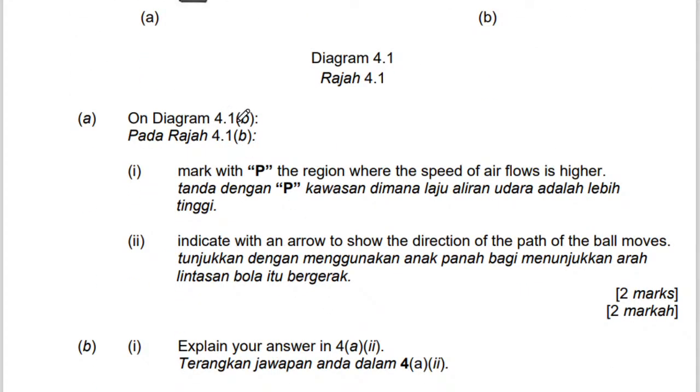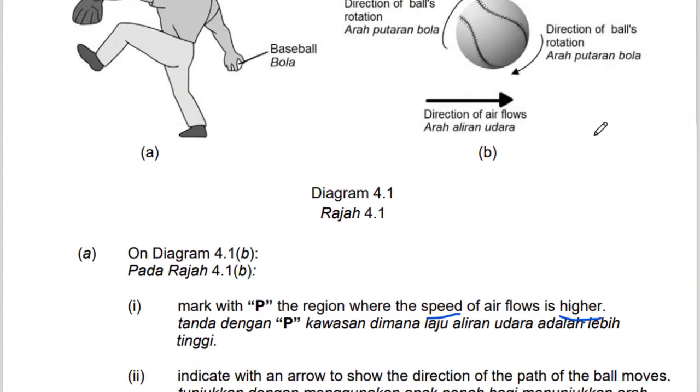So diagram 4.1b, mark region P. Mark P, the region where the speed of the airflow is higher. Speed of the airflow is higher.